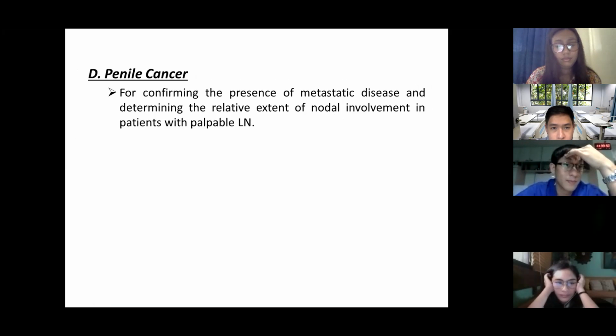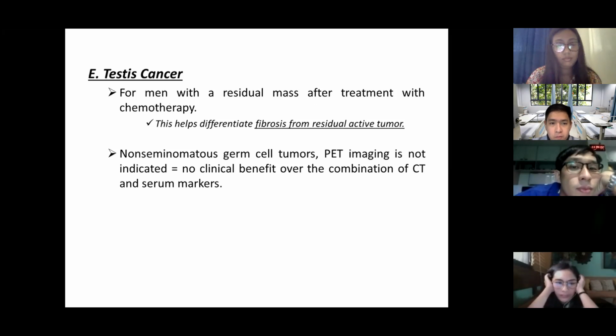In penile cancer, FDG PET can be used for confirming the presence of metastatic disease and determining the relative extent of nodal involvement in patients with palpable lymph nodes. And lastly, testis cancer: for men with a residual mass after treatment with chemotherapy, PET will help differentiate fibrosis from a residual active tumor.